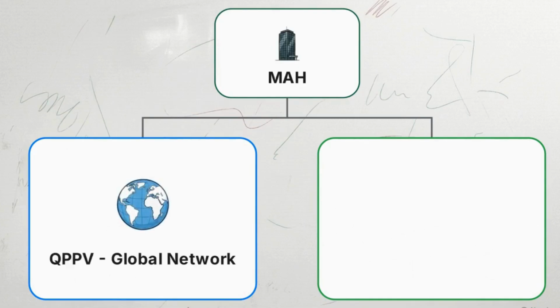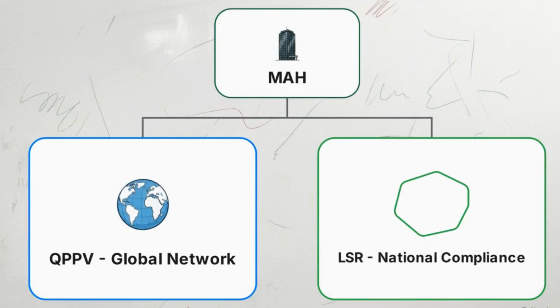The first pillar is governed by the qualified person responsible for pharmacovigilance, the QPPV. This individual holds global systemic accountability for the MAH's entire pharmacovigilance network. The second pillar is controlled by the local safety responsible person, the LSR. This is an in-country expert residing in Kuwait who is legally liable for national compliance and local safety monitoring.